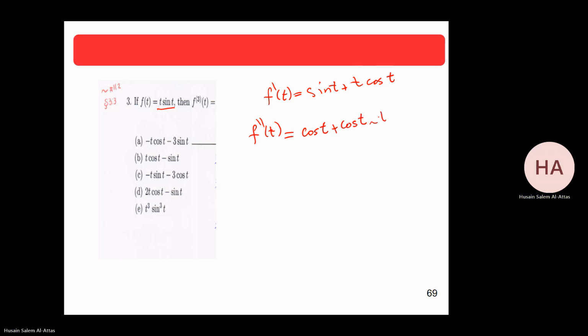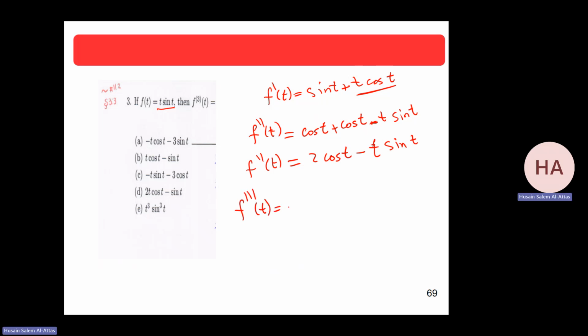I'm doing the product rule here. So this is what? 2 cosine t minus t sine t. Now let me do the third derivative, which I'm looking for.